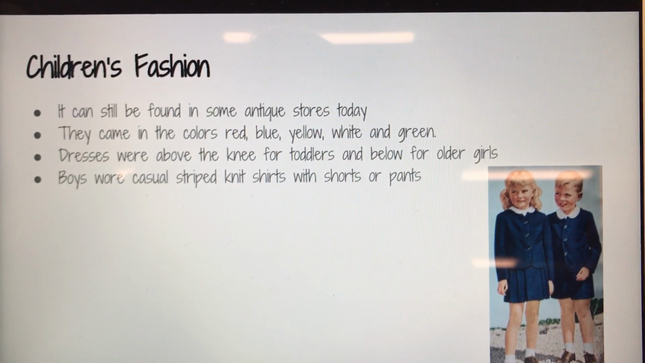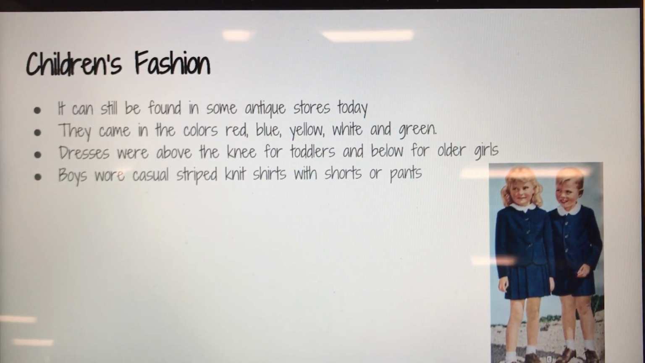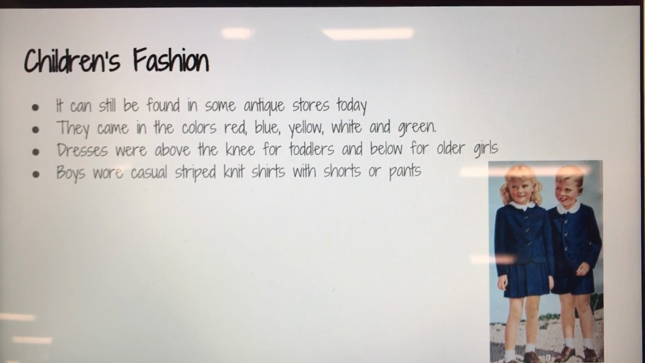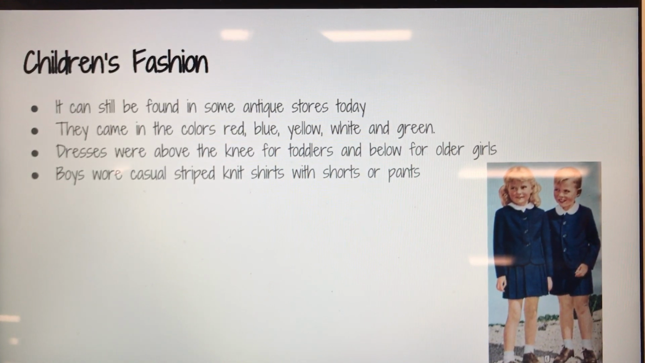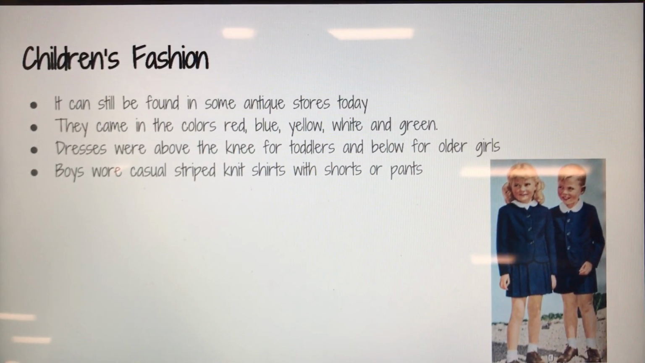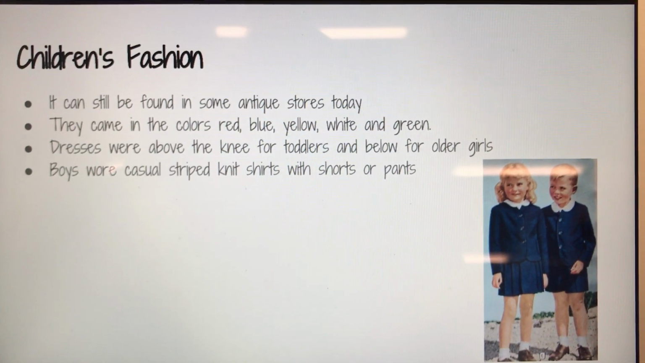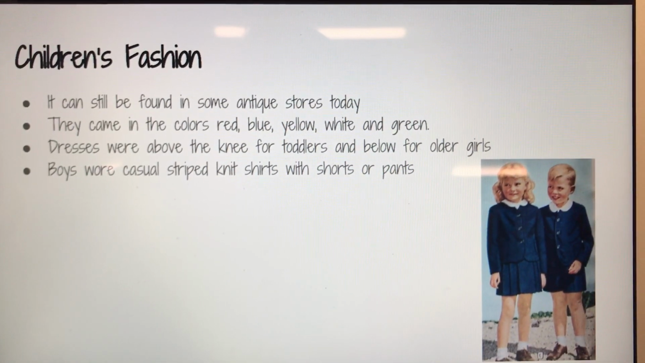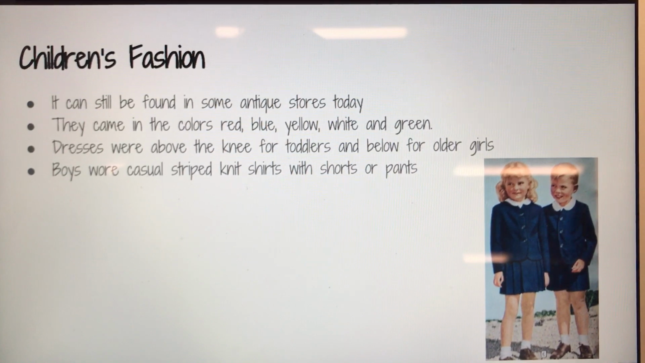Children's fashion. It can still be found in some antique stores today. They came in the colors red, blue, yellow, white, and green. Dresses were above the knee for toddlers and below for older girls. Boys wore casual striped knit shirts with shorts or pants.